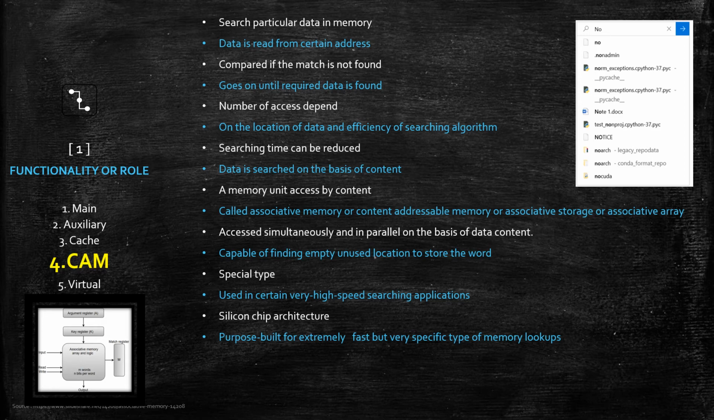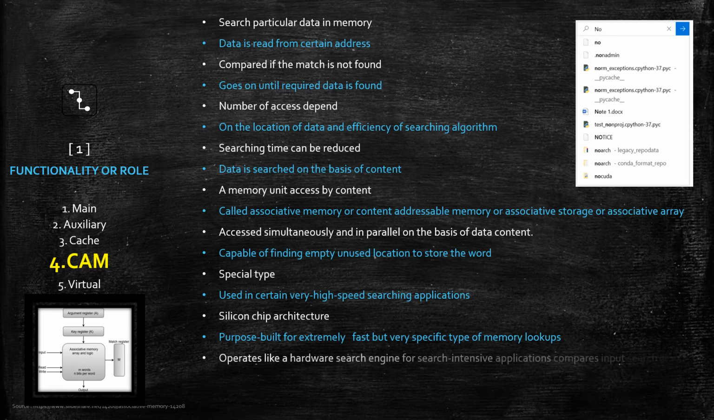It is a silicon chip architecture because it is very similar to RAM. Suppose I have a RAM, I just need to modify it by adding some more transistors and applying some different logic. Basically this CAM is associated with the SRAM and the DRAM, that is the static RAM and the dynamic RAM. So that's why we can say the CAM is a silicon chip architecture.